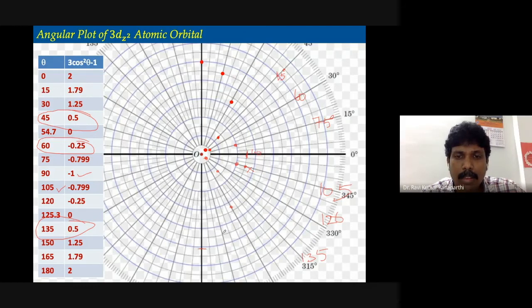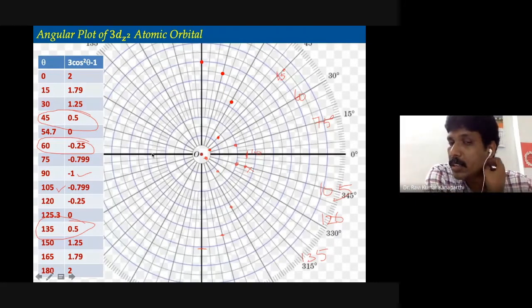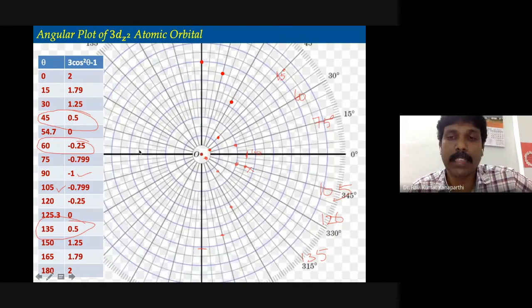So somewhere here you have to mark it. 1.8 is somewhere here. Okay, so these are the points that you will get. You start from 0 degree, and then you can go up to 180 degrees. So these are the points that you get. Then later on, what you have to do is join them. Once you join them, you will get a nice shape.